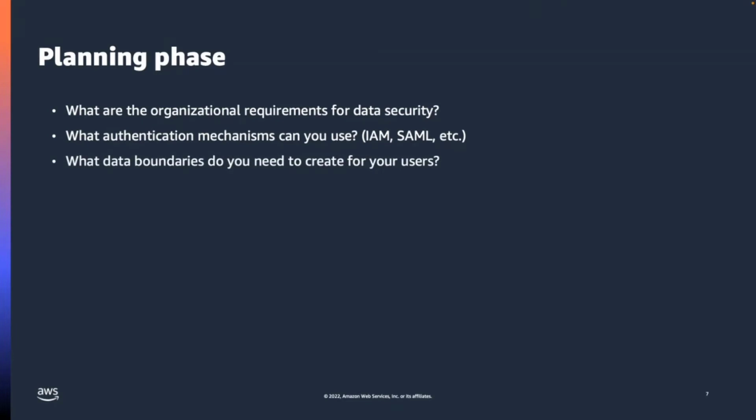What are the data boundaries you need to create for your users? So, for example, you may have different application teams logging into the same OpenSearch service cluster. What kind of data boundaries are you looking for? What kind of data isolation requirements do you have? Do you need to isolate indices and visualizations and dashboards in a way that when an application team logs in, they only see their data? They can only edit and read their own data. So you want to think about that.